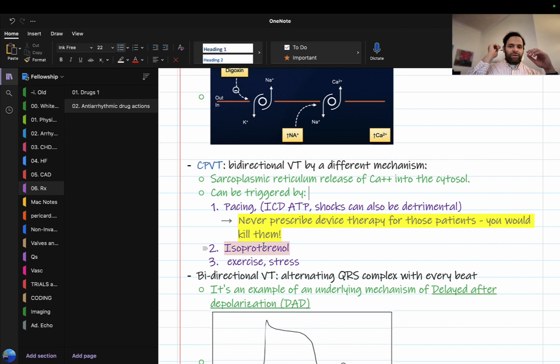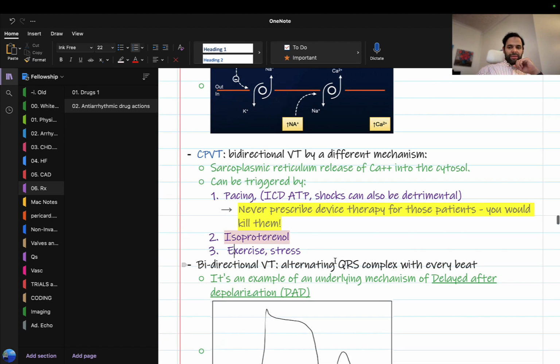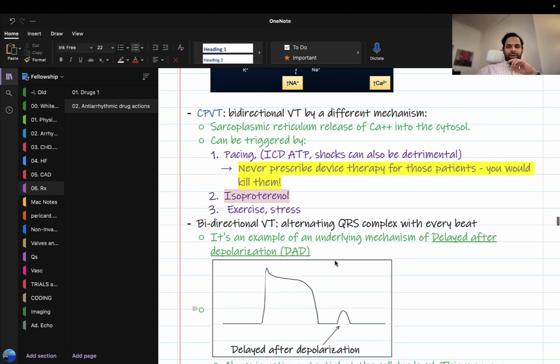So never prescribe device therapy for these patients. You never want to give them a shock. You don't want to pace them. That's not the way to deal with CPVT. The way to deal with it is to give a calcium channel blocker. And obviously exercise and stress will also do the same. They're going to potentiate more contraction, more action potentials, and there is more calcium ready in the cytosol, so you can have this bidirectional VT with alternating QRS complex with every beat.